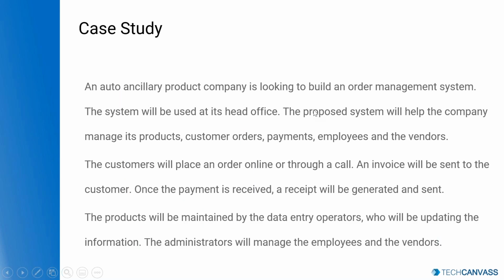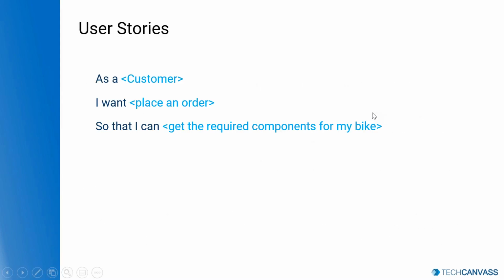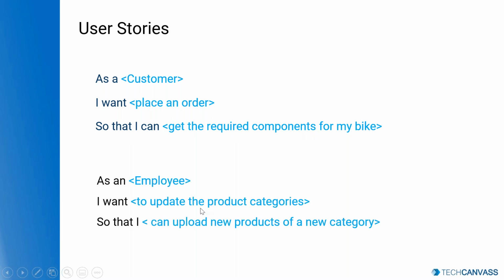Okay, for the same system, if you have to write user stories, this is the way you can write some of them. So there is a customer who wants to place an order because they want to get the required components for their bikes. As an employee, they want to update the product categories so that newer products with newer categories can be seen on the system.